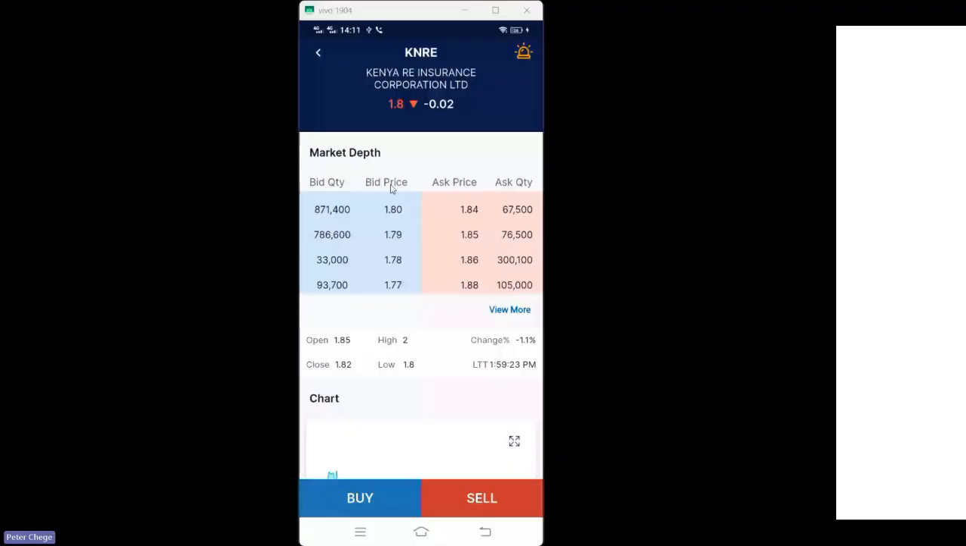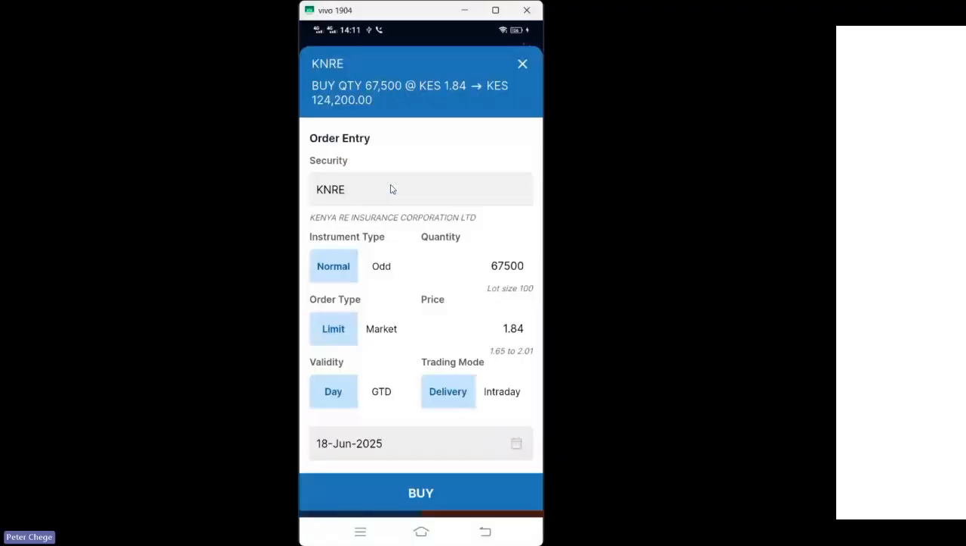So we got to buy. I want to explain this screen, then we execute our trade. At the top, we have the security. That is the counter you are buying, and make sure the name is there. Then we have instrument type.